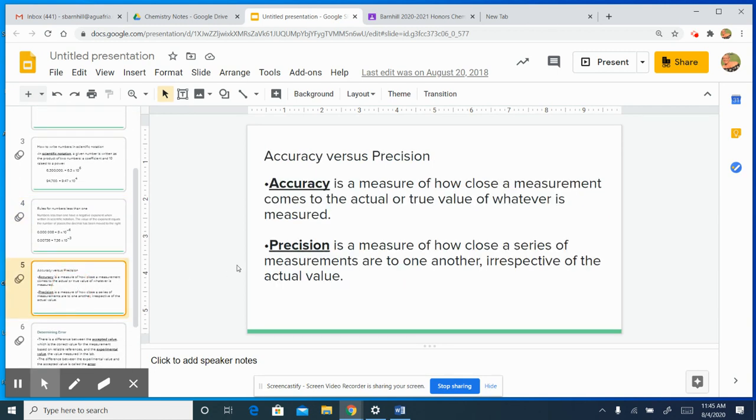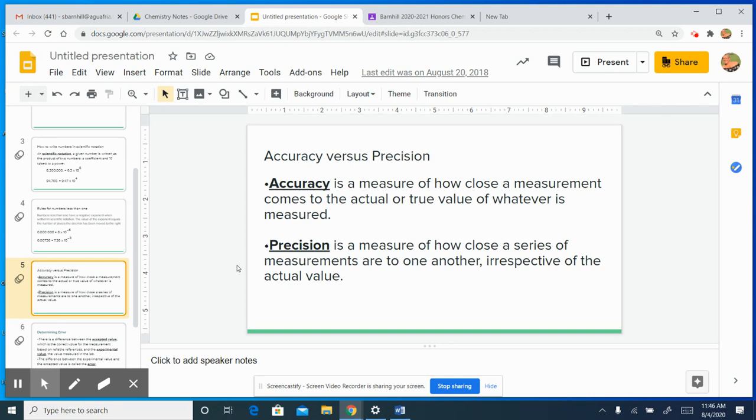Okay, now this you may not have talked about before in any of your classes, the difference between accuracy and precision. So a lot of people use these terms interchangeably. There's actually a difference, though. Accuracy is how close, when you're doing lab work, when you're doing some measurements, how close that value is to the true or accepted value of whatever it is that you are measuring.